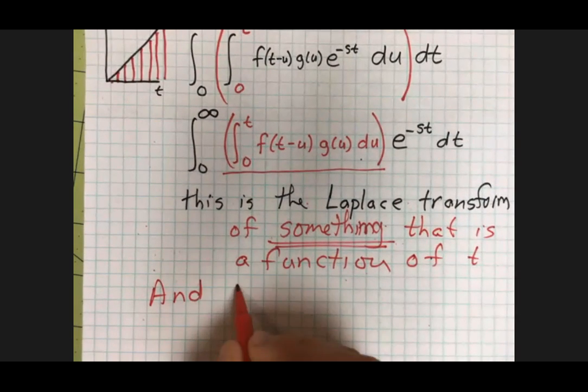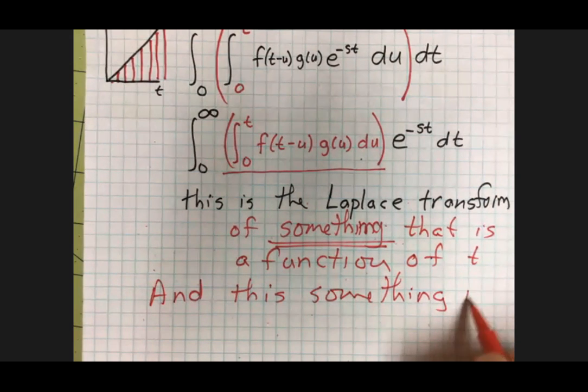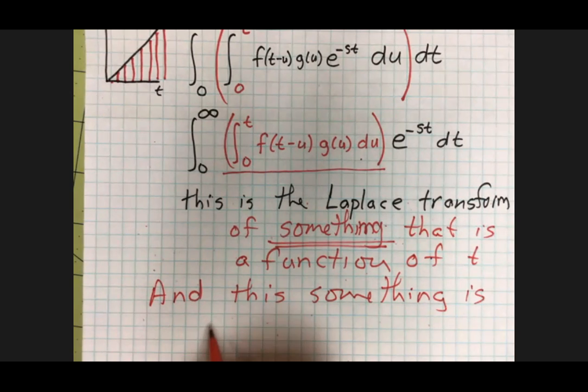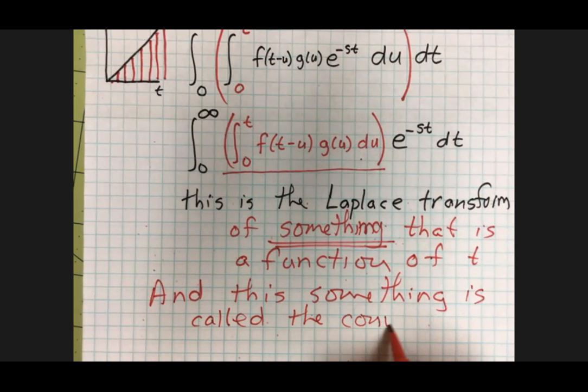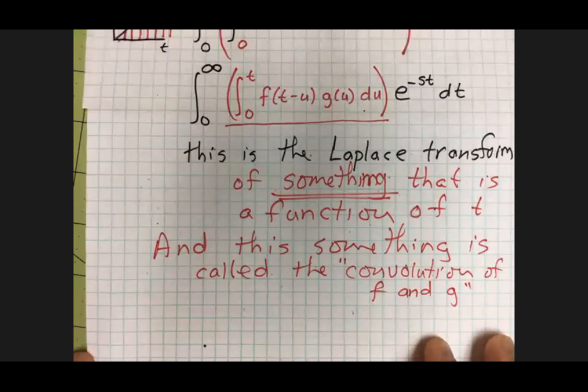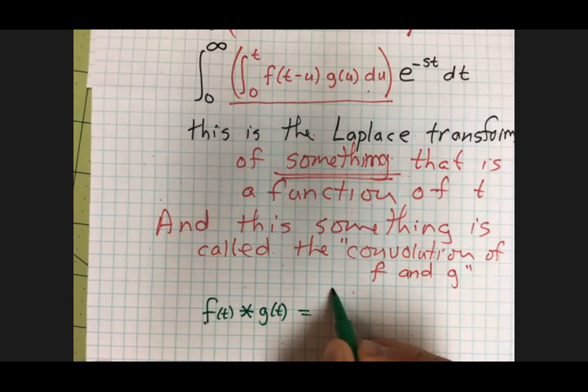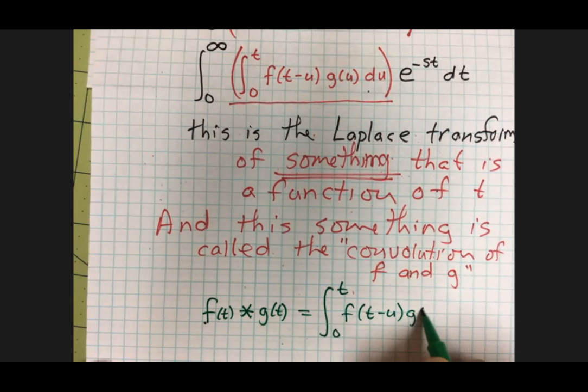And this something is my new multiplication. This is called, legally, the convolution of f and g. So formal notation looks like this. I don't know what color, let's bring another color in here. f of t convoluted with g of t is defined to be the integral from 0 to t of f of t minus u, g of u, du.